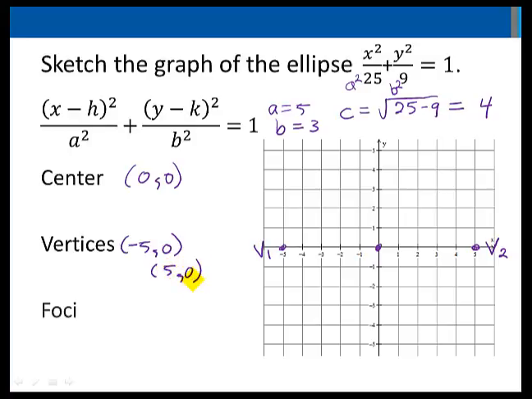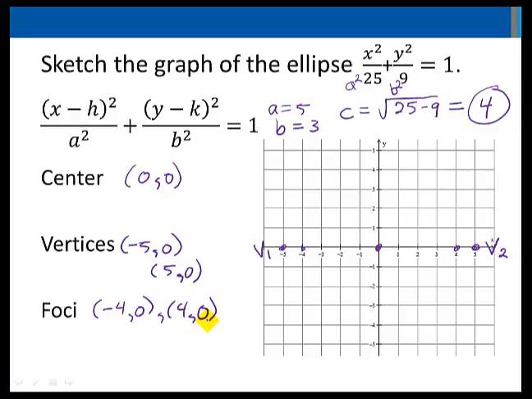I still want to find the foci. To find the foci, I go from the center along the major axis to the right 4 units and to the left 4 units. So my foci will be at the points (-4, 0) and (4, 0).